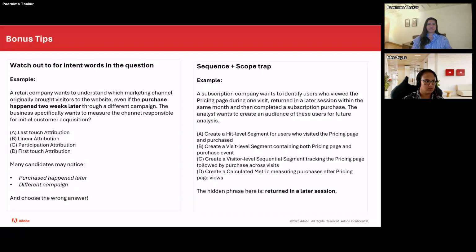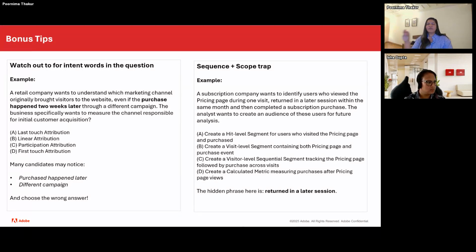Now, many a times candidates just jump and they're like, oh, okay, they are talking about a purchase that happened 2 weeks later. It has to be the last purchase, right? So the last touch is probably the correct answer. But the question is clearly asking that the retail company wants to understand the channel that originally brought visitors, right? Or even the last line, initial customer acquisition. That is obviously nothing but the first touch attribution. So that's one thing. Always read the question carefully.